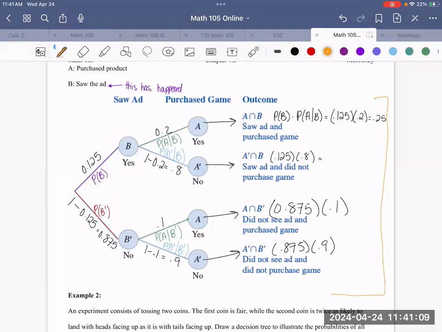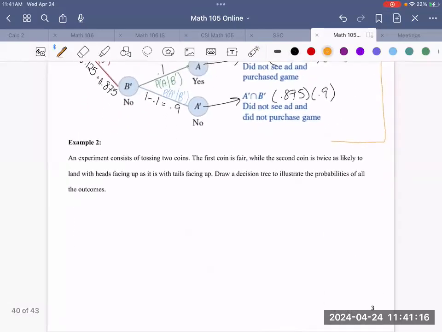So now let's actually do something that we've done before in example 2. An experiment consists of tossing 2 coins. The first coin is fair, while the second coin is twice as likely to land with heads facing up as it is with tails facing up. Draw a decision tree to illustrate the probabilities of all outcomes. So I would pause the video, or at least pause it halfway through this problem, to see if you can at least get it going.